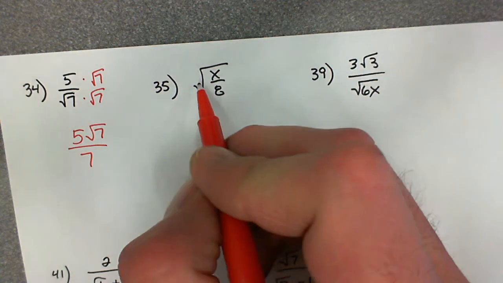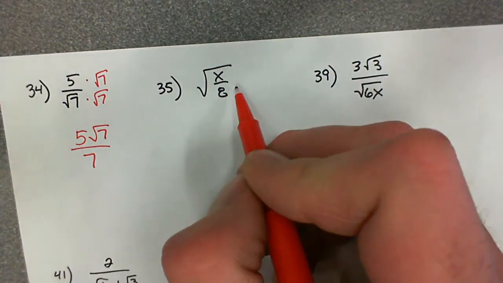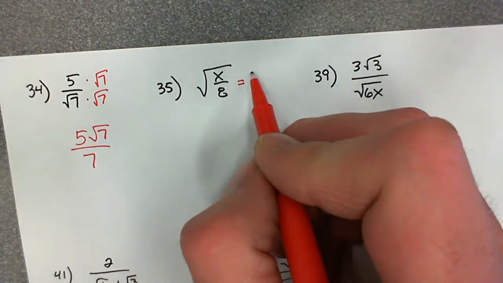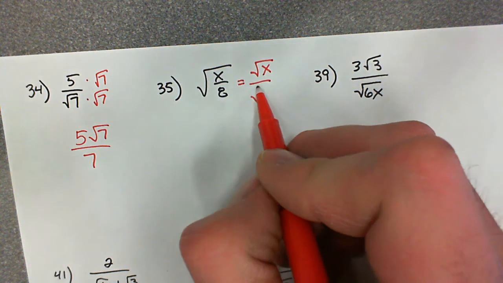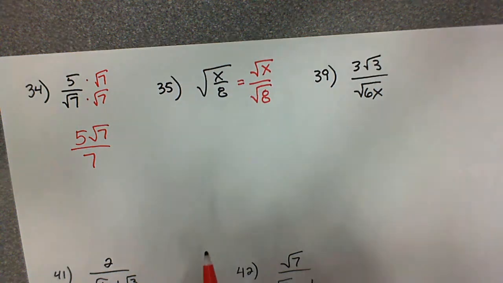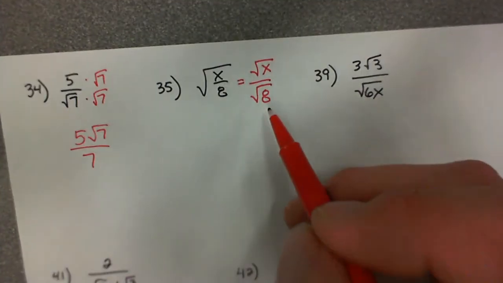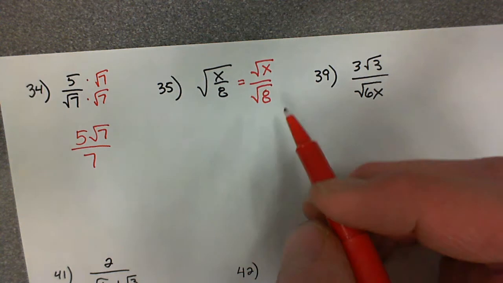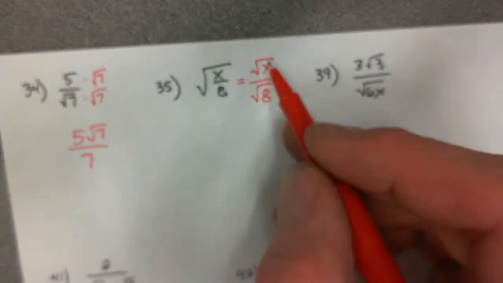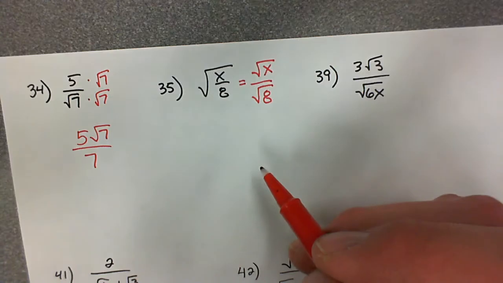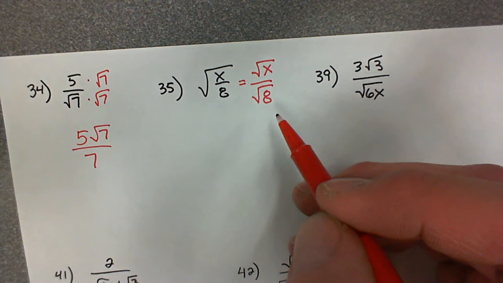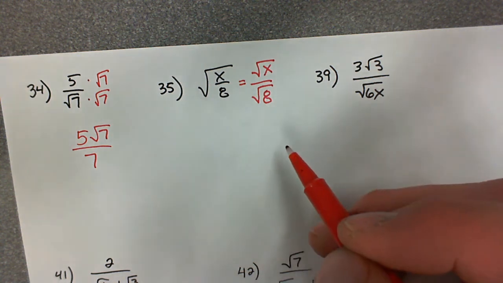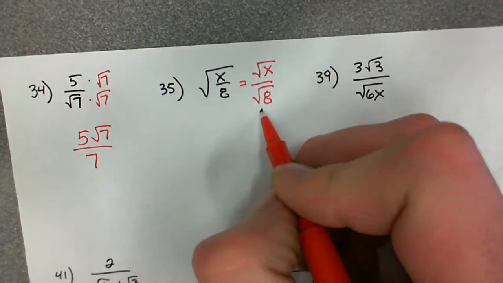Okay. On 35, you got the square root of a fraction. So when you take the square root of a fraction, you can take the square root of the numerator and the denominator separately. So now we need to get rid of the square root of 8. And you have a couple options. You can multiply top and bottom by square root of 8, or we're eventually going to have to simplify the square root of 8 anyhow. So why don't we just go ahead and do that now.